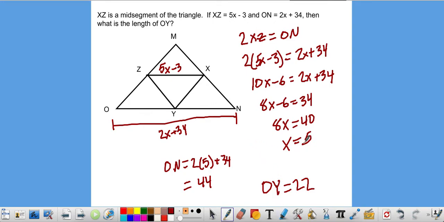Alternatively, you could have also plugged this into XY, or XZ, excuse me, because XZ is the same length as OY, as we talked about on that first page.